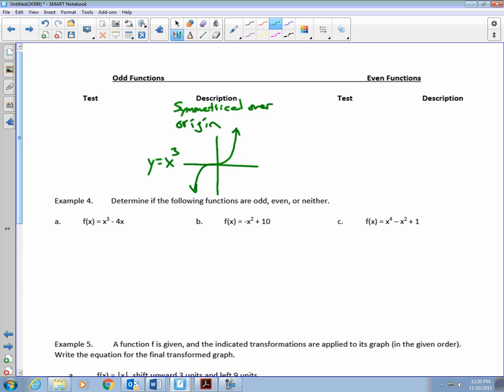An even function is symmetrical about the y-axis. So an example is y is equal to x squared. If you were to turn it 180 degrees about the y-axis, you would get the same shape.